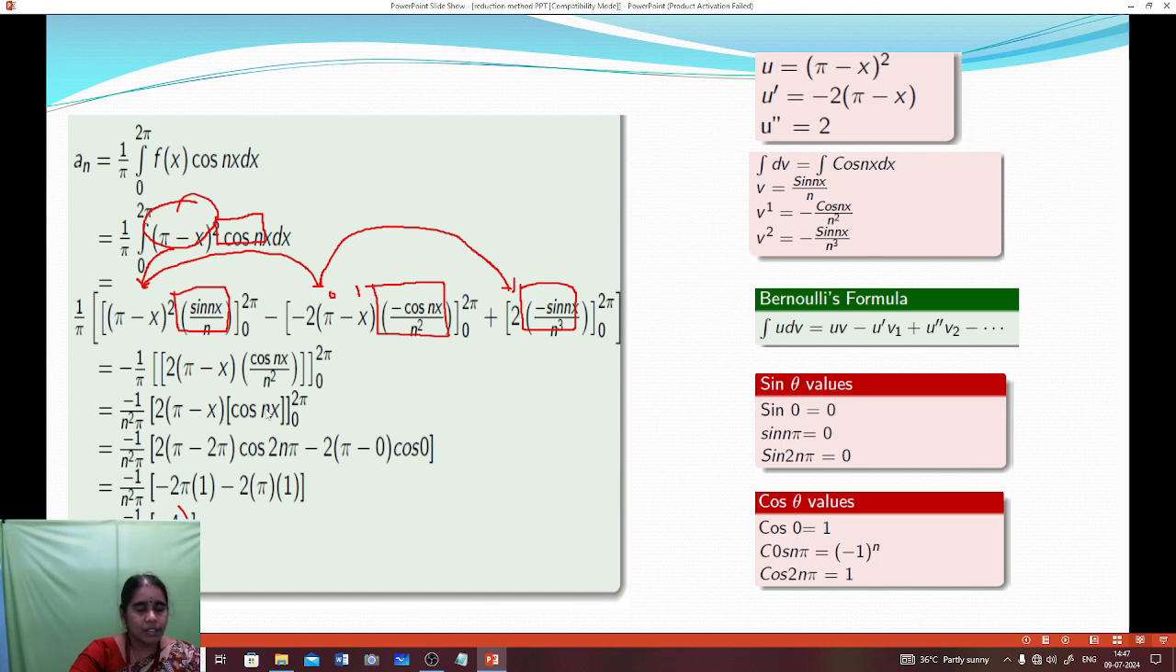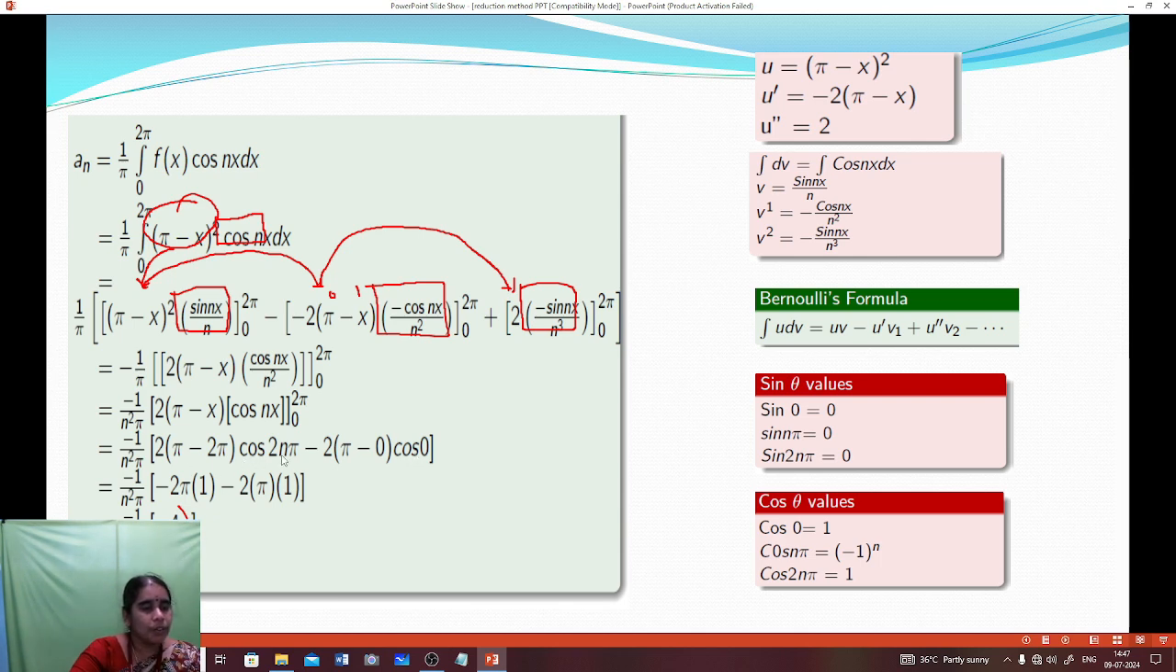In which this n square is written as a constant term, so we are taking outside. And we write it as minus 1 by n square pi, then the remaining term. Now we are going to apply our limit, upper limit minus lower limit, which is nothing but on substituting, replace x by upper limit 2 pi into cos 2n pi minus lower limit 2 into pi minus 0 cos n into 0, which is nothing but cos 0.